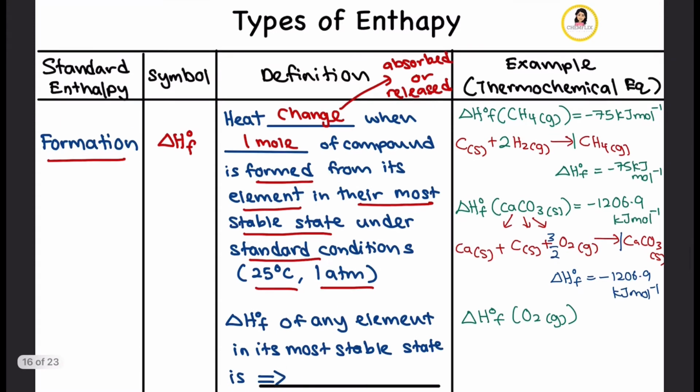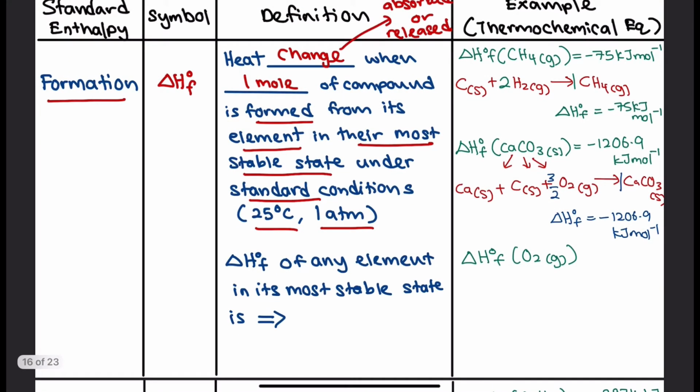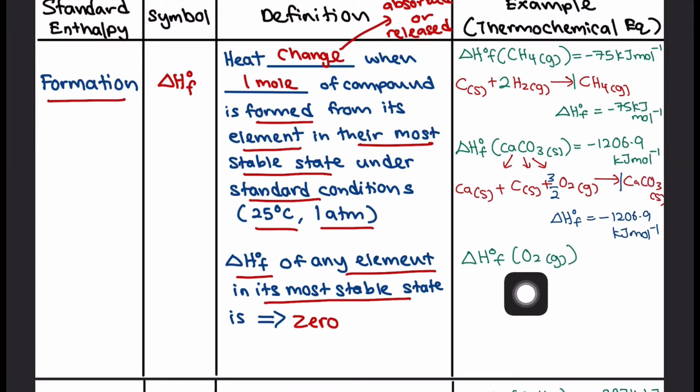Now, the next important thing that you should know under standard enthalpy of formation is that the standard enthalpy of formation of any element in its most stable state is 0. Now, how can we understand this further? So let's take an example of oxygen. Here you are required to write the expression for the standard enthalpy of formation for oxygen.